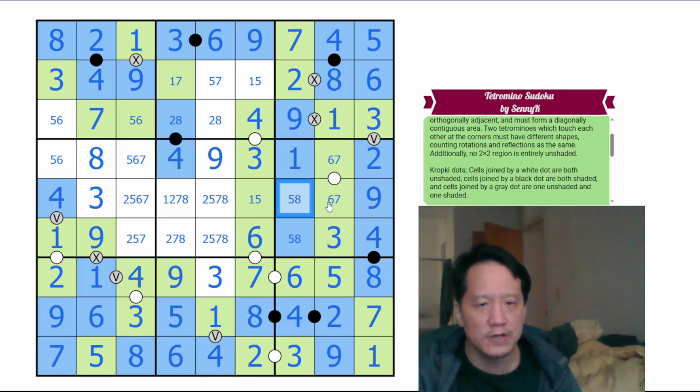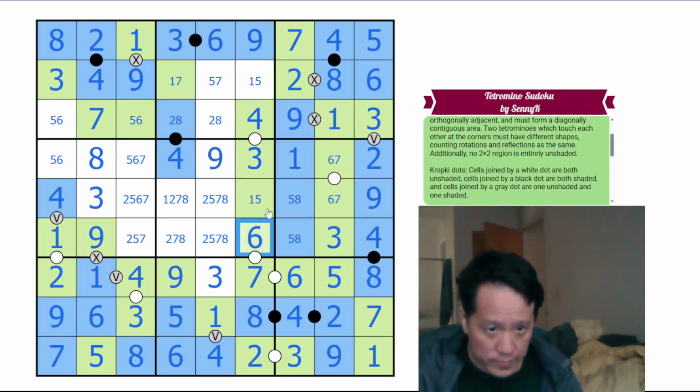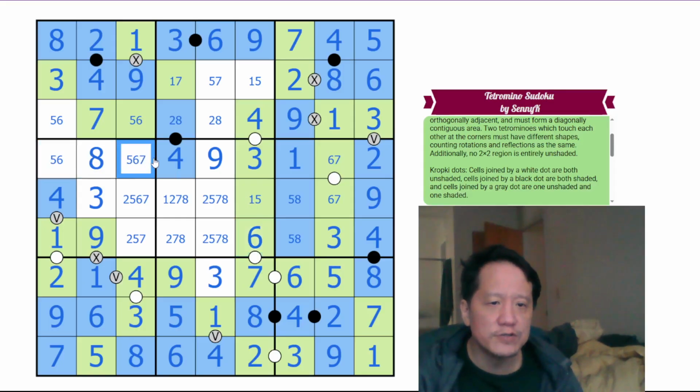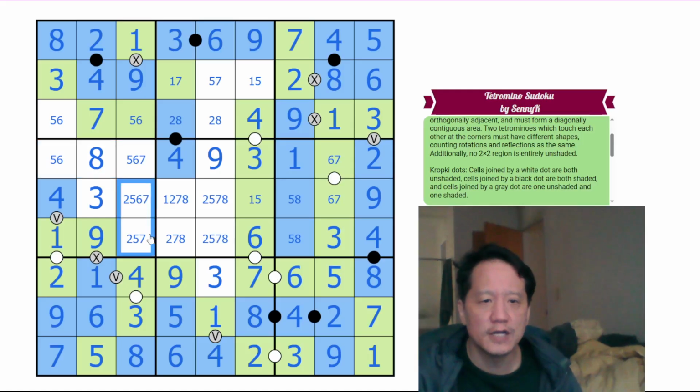No 1 here. 5 is one of these 2 digits here. So this cannot be 5 here. Because this is 6 and 7.